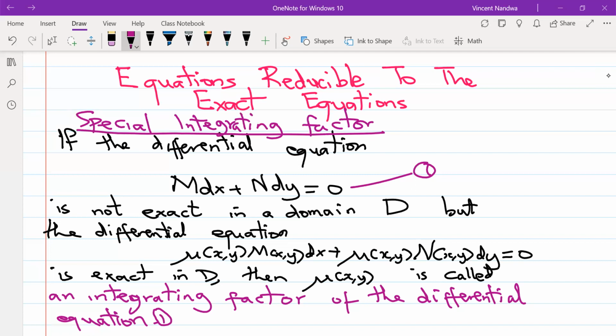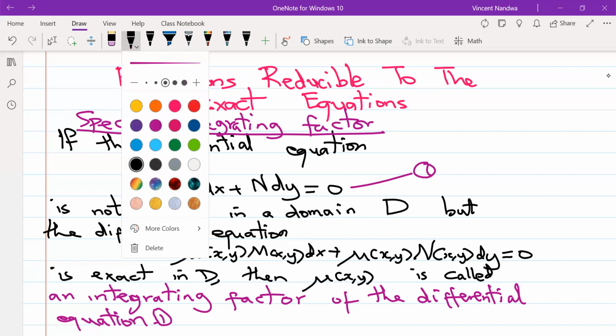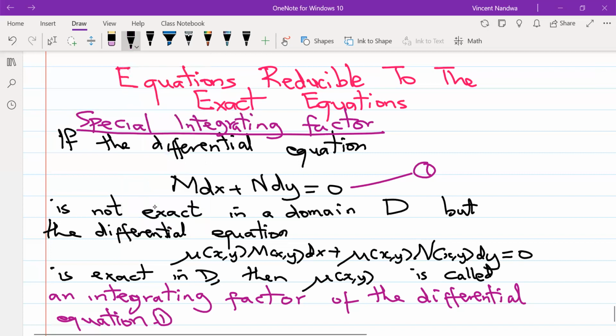So if a differential equation M dx plus N dy equals 0 is not exact in a domain D, but the differential equation becomes exact after multiplying by a function mu of x,y, then this function is called an integrating factor of the differential equation.